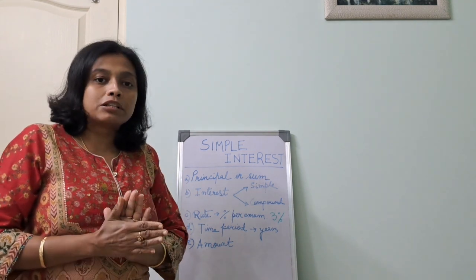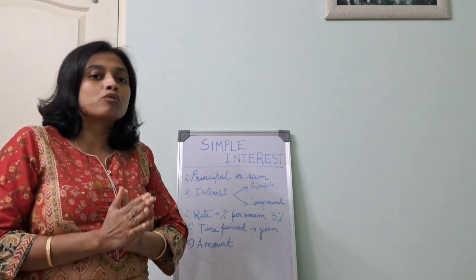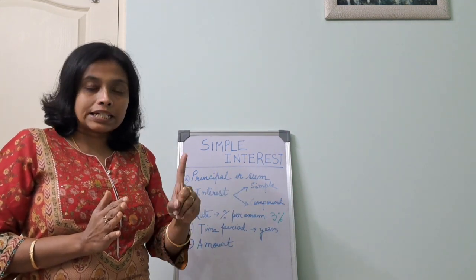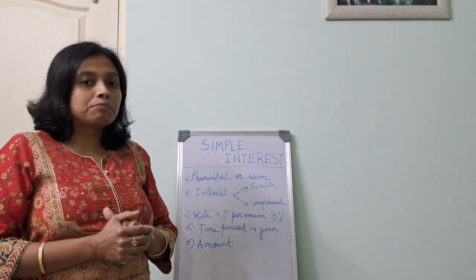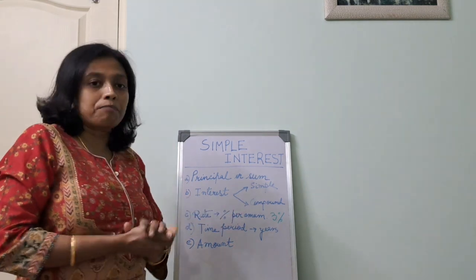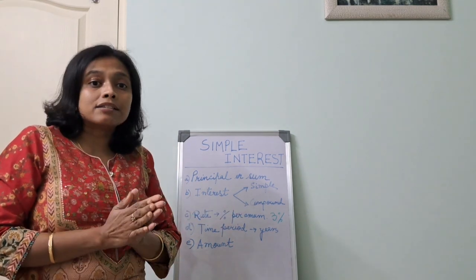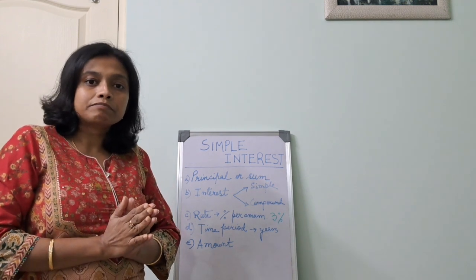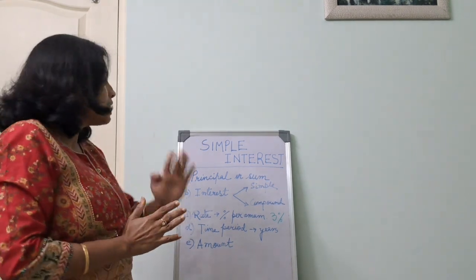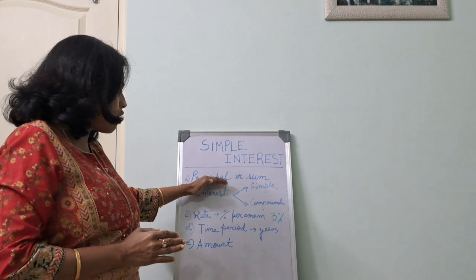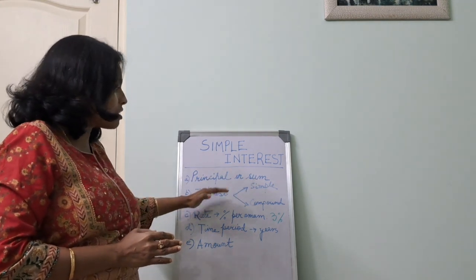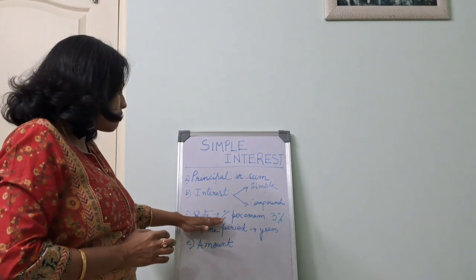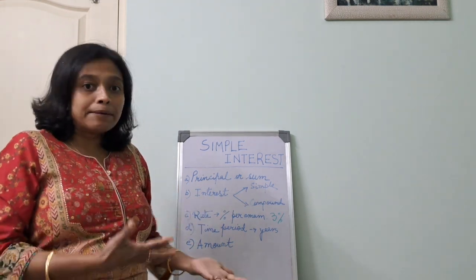That means, I'll repeat myself, if I deposit 100 rupees in the bank for a single year, the bank gives me an interest of 3 rupees. Okay, that is about rate percent per annum. So we have now covered 3 things: principal or sum, interest. Now we will be discussing simple interest, rate percent, time period.